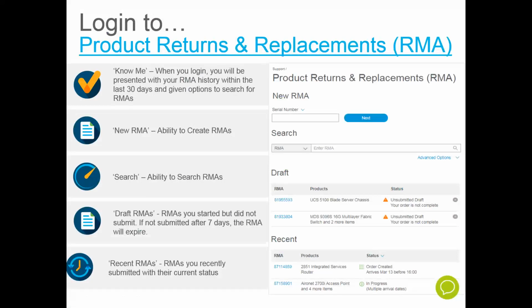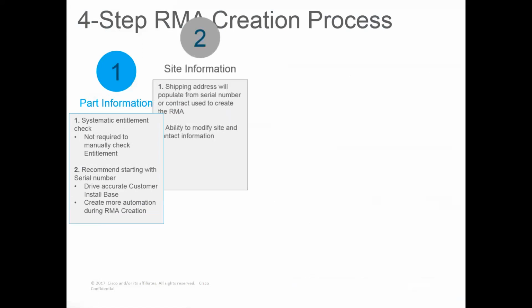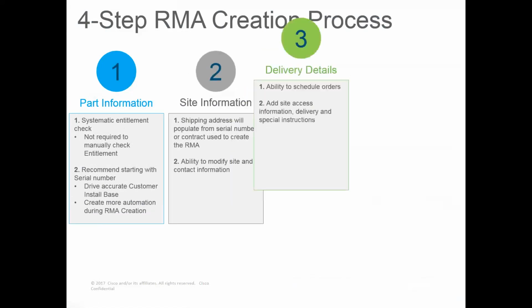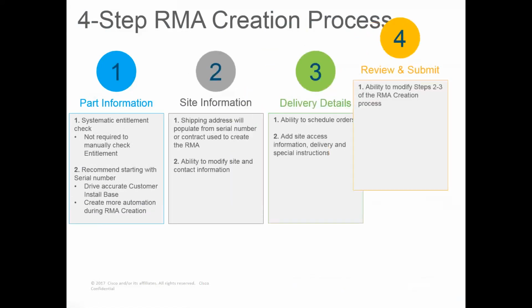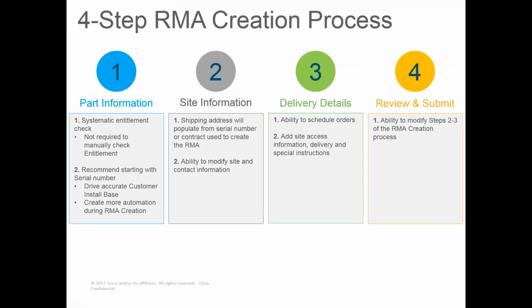The RMA creation process consists of 4 steps. Step 1, part information. Entering in part information first will allow the system to check entitlement. We recommend starting with the serial number as it will keep your install base clean and drives automation through the RMA creation process. Step 2, site information.